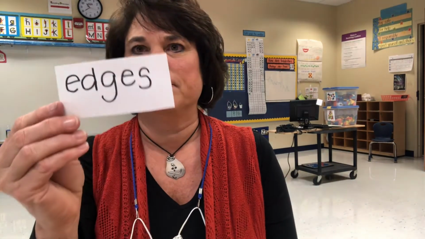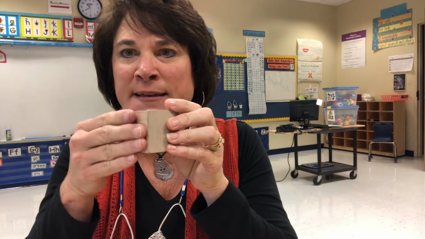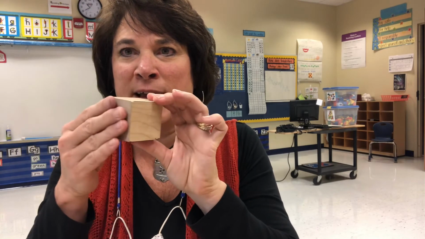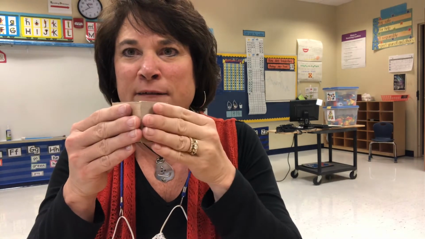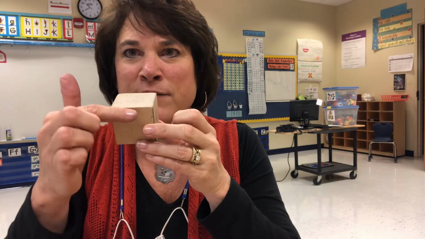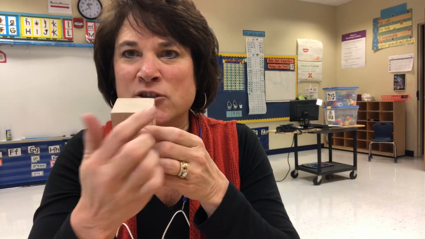So we're going to talk today about another attribute called edges. And edges are formed when two faces meet. This is an edge. This face and this face meet here and form this edge. This face and this face meet and form this edge. And so on. Face, face, edge. What if I turn my cube this way? Face, face, edge. Face, face, edge. A cube, boys and girls, has 12 edges.